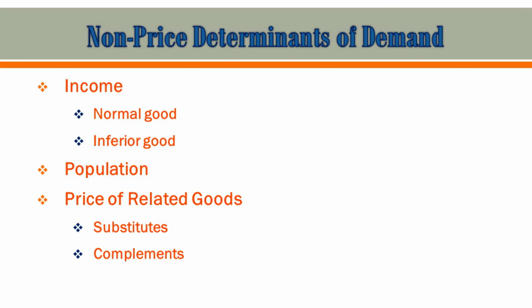And finally, the last non-price determinant of demand will be taste. Really, everything else falls into that category. You might like a good because you just simply like the color, taste, the size of that good. Maybe it's as a result of a successful marketing campaign. Or simply your friend has that good and you also want to have it.